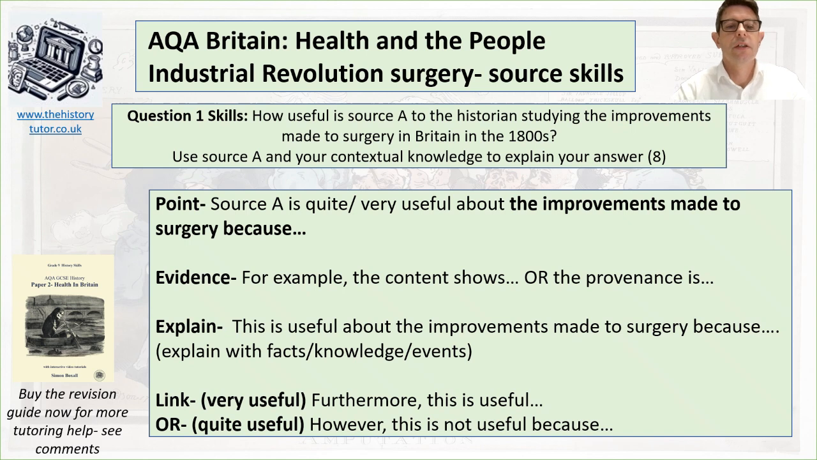Come up with your opening sentence now. So think about how you might start this. So source A is very useful about improvement made to surgery because. Okay, I'm going to start with provenance because I think that flows better. So maybe have a think about a provenance idea, if you like, about how when it was published might be important.